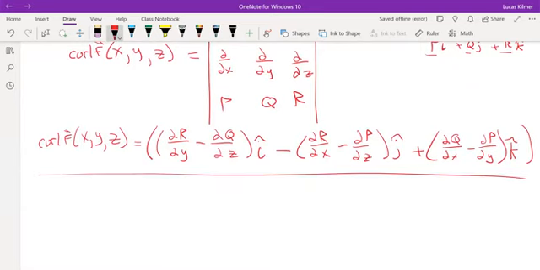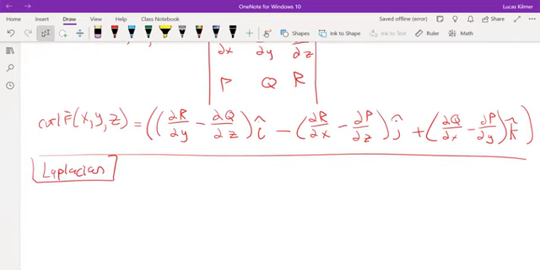Okay. And now the last one that we're going to look at is the Laplacian. So if I'm looking at the Laplacian, it doesn't seem to be as indicative off the bat on what it means. So I've got a bit of a definition for us.